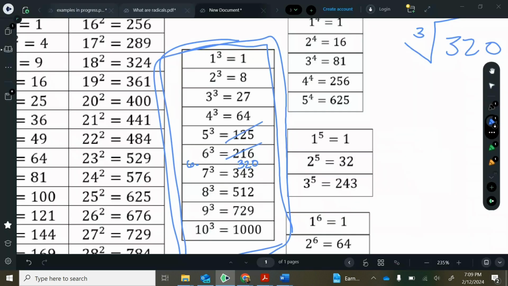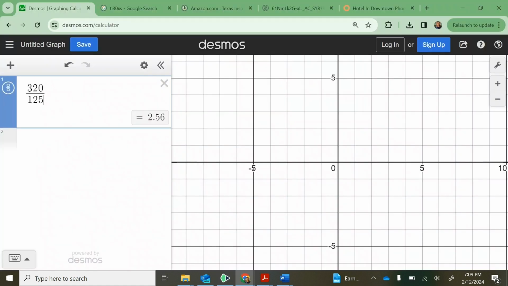Okay, let's check 64. Divide by 64. Oh, look at this. We found a winner. This here is equal to a whole number, not a decimal, but a whole number. So that means 64 is a factor of 320. Specifically, 64 times 5 makes 320.